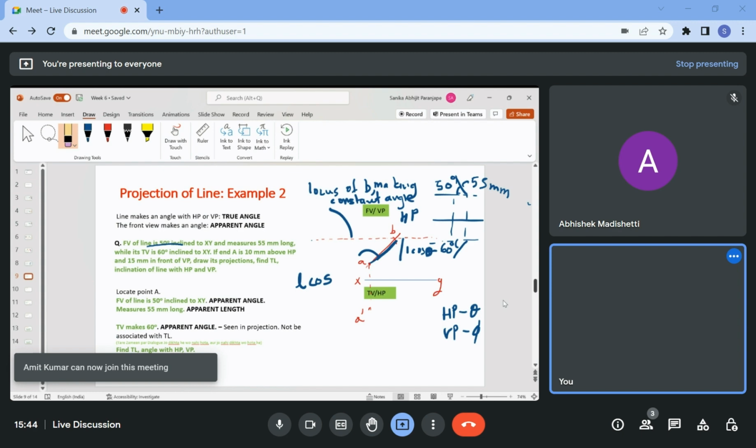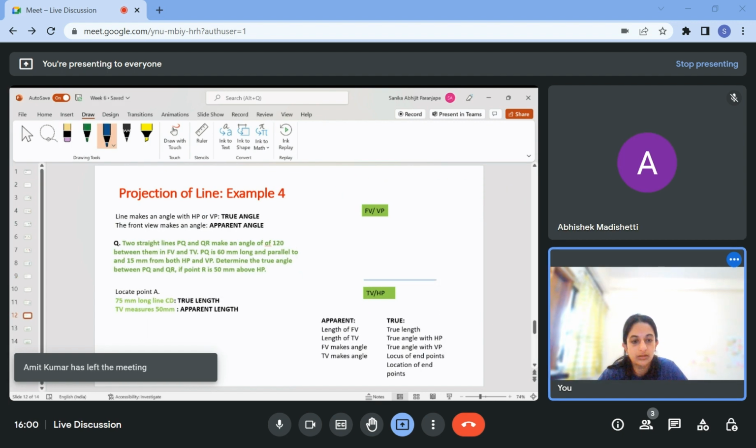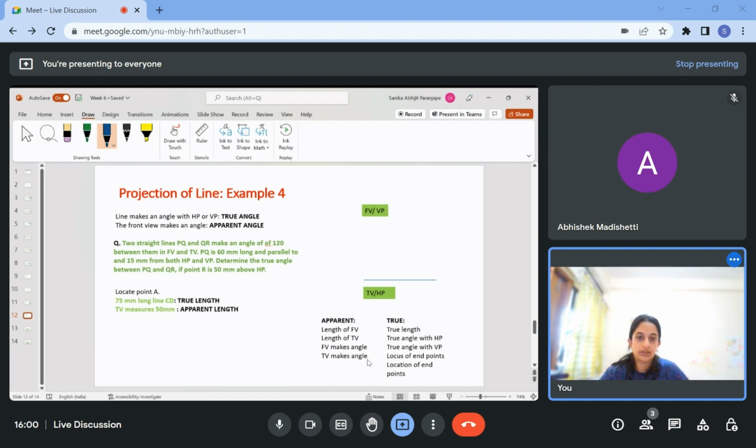Okay, so this one is the last example for today. This one was actually an interesting problem that professor took in the class. There are two straight lines PQ and QR making an angle of 120 between them in front view and top view. Again, this 120 degrees is actually the apparent angle in front view and top view. You can see 120 and 120 in top view, but this is not the actual angle.